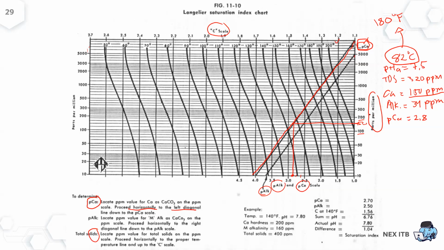Once we have the pCa, we calculate the p alkaline. Locate the ppm value for the concentration of alkalinity as calcium carbonate, which is 34 ppm. One line is 5 units, so 34 is around here. We proceed horizontally to the left diagonal line down to the p alkaline scale. This is the line for the p alkaline. Take the horizontal line until this, and then go down here. It's about 3.1.